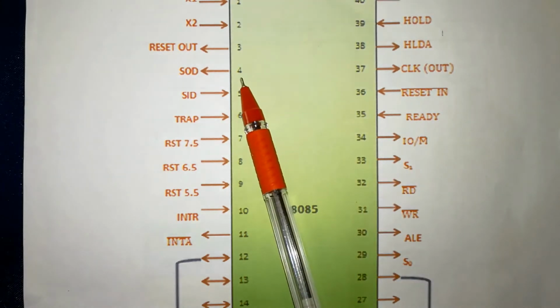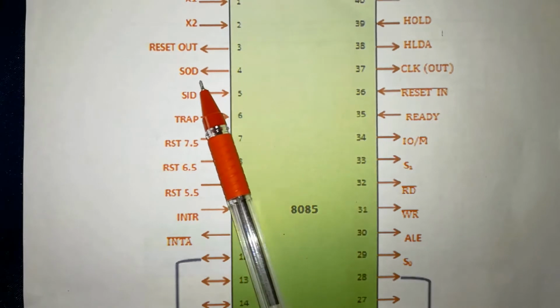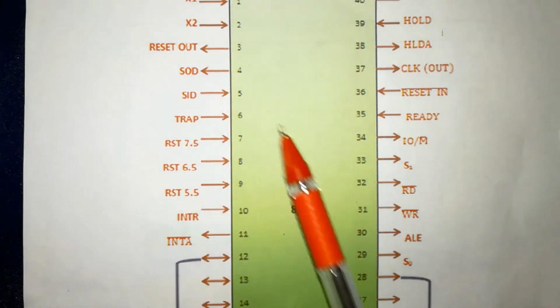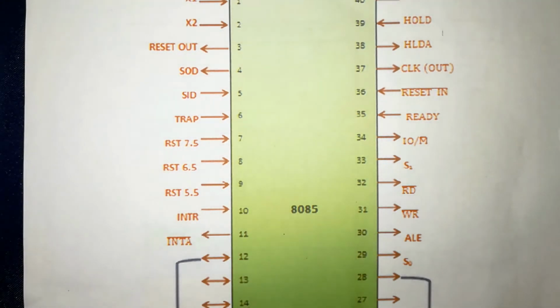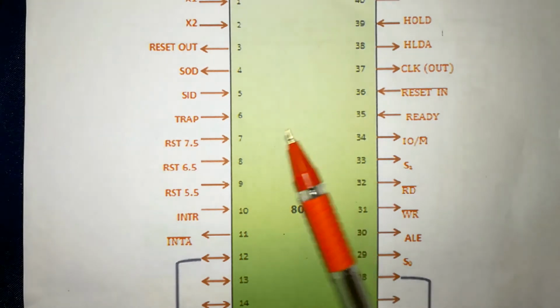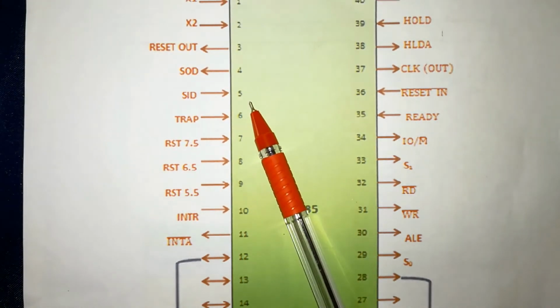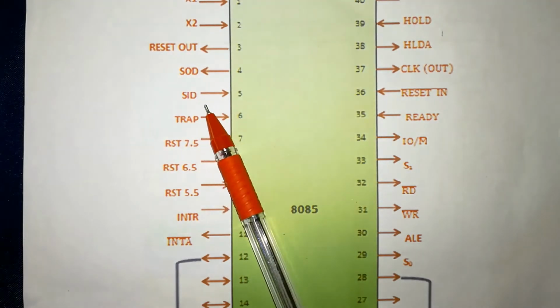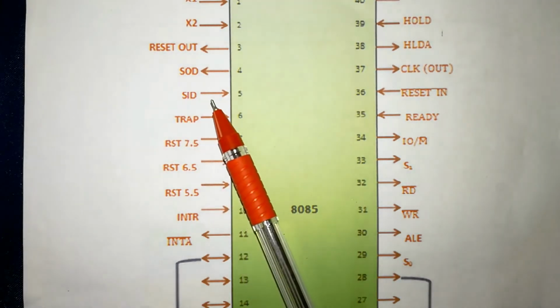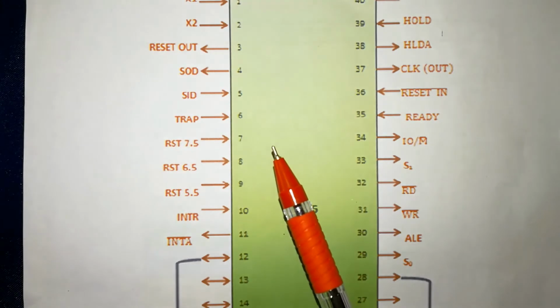The next pin, pin number 4, is SOD. That means serial data output. It is a data line for serial output. Next pin is SRD, pin number 5. That is serial data input. Serial data can be input through this pin.